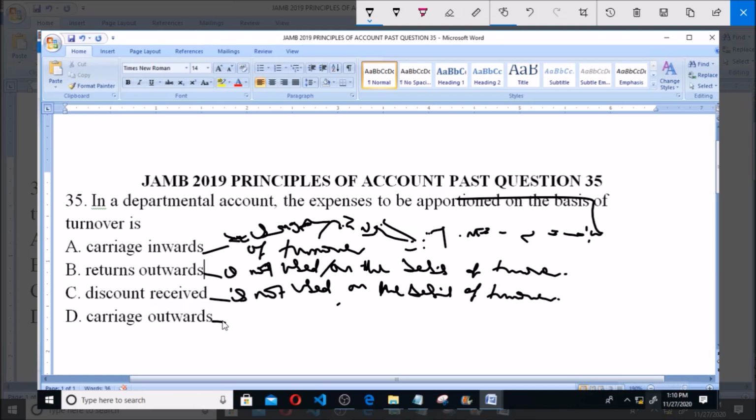Carriage outwards is used on the basis of turnover apportionment. So option D, carriage outwards, is the right option.